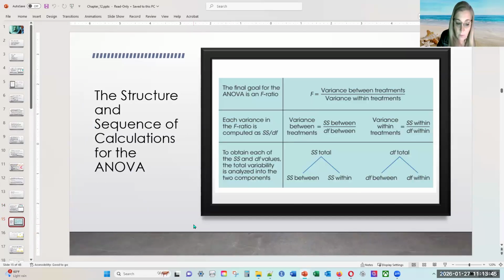Here's the structure and sequence of calculations for the ANOVA. The final goal for calculating ANOVA is to calculate the F ratio, but first you need to calculate the sum of squares for the total, for the between groups, and for the within groups. And you also need to know what the degrees of freedom are for each of those areas as well. Once you've found the sum of squares for between, within, and total, you can calculate for variance. And once you've calculated for variance, you can finally find your F ratio.